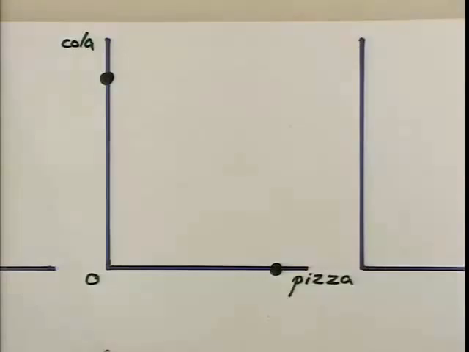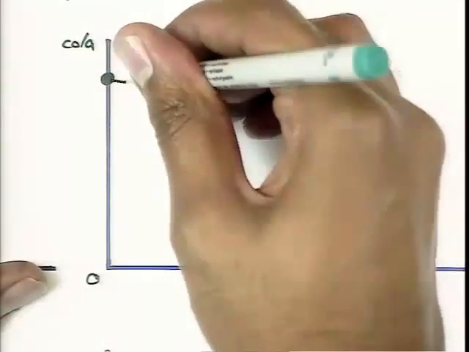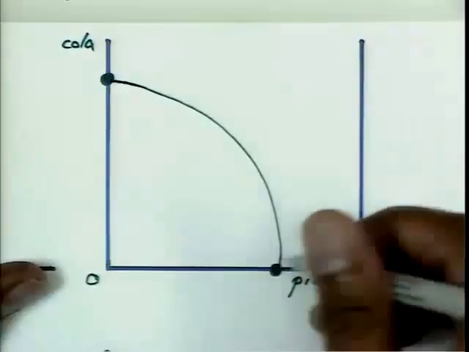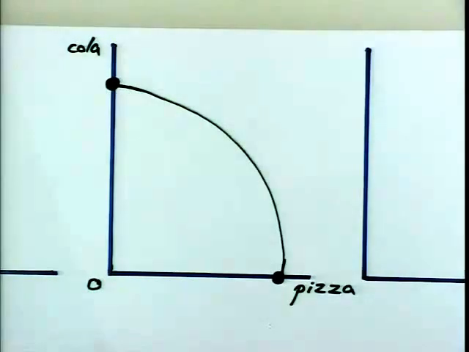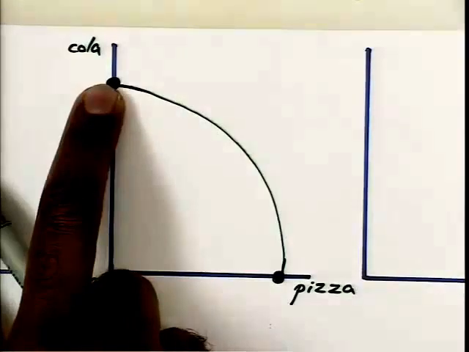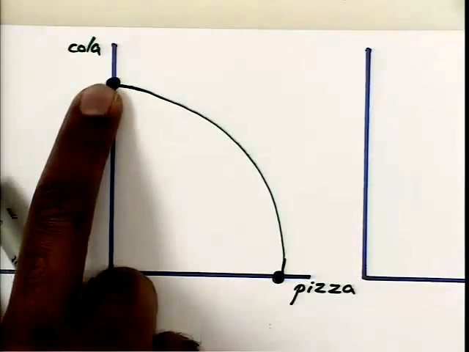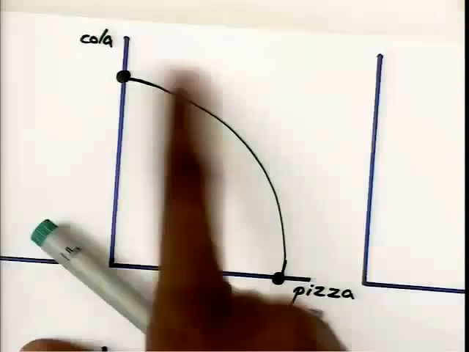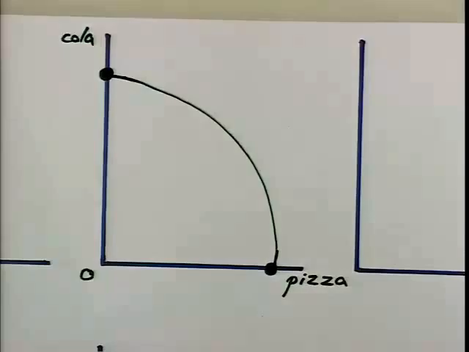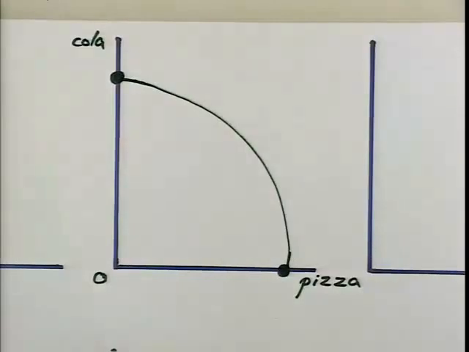It can be a straight line, but it's more realistically concave to the origin. The reason it's concave is because not all resources are equally adaptable to the production of both goods, both products. Some resources are really good at making cola. Some resources are really good at making pizza. So the production possibilities frontier ends up having this curved shape.